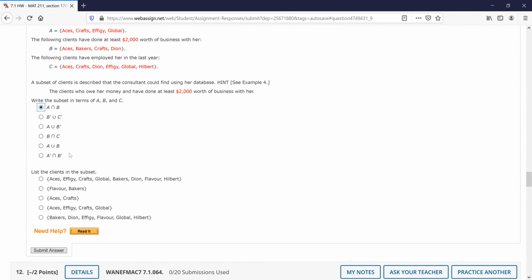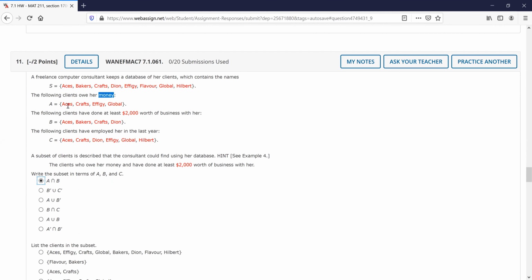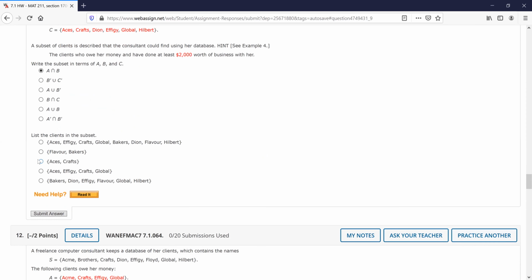Now the clients in the subset, that means the ones that are in both. So what's in both A and B? Aces appears in both. Crafts appears in both, and that's it. So it looks like it's Aces and Crafts.